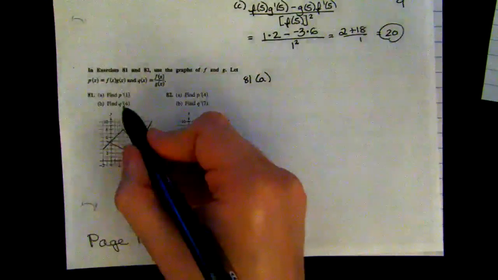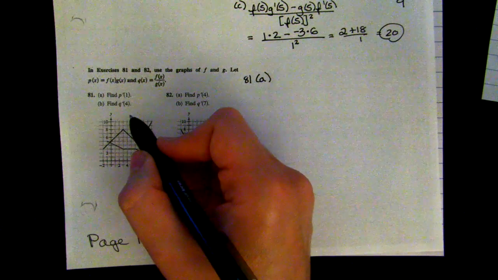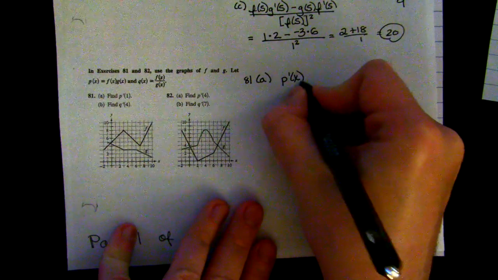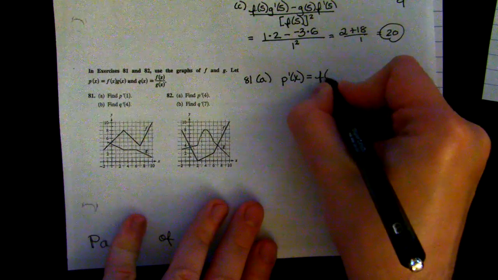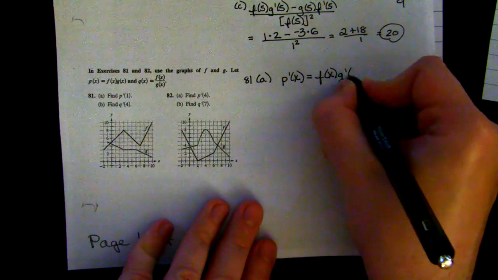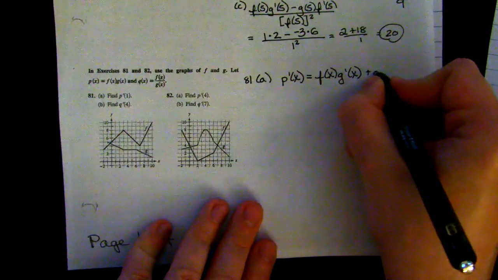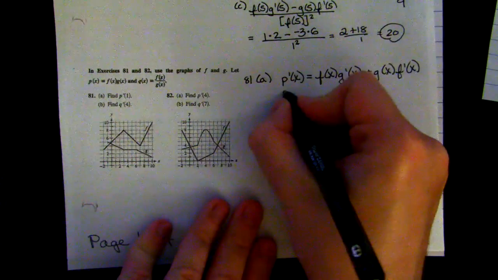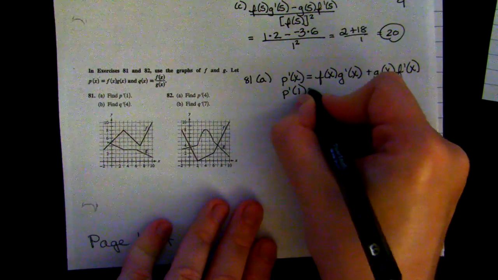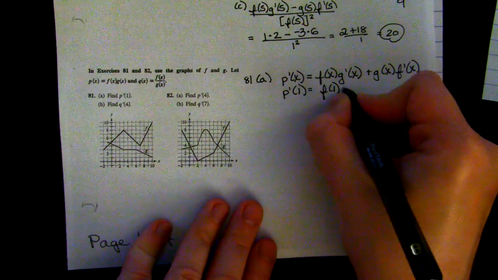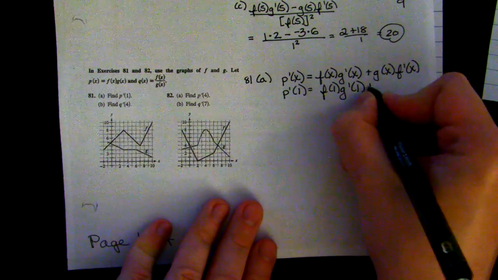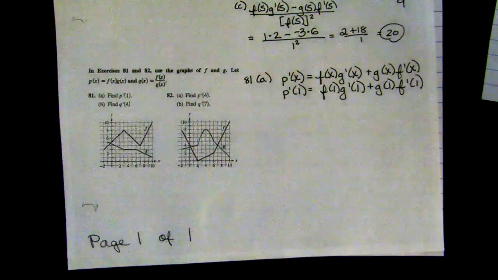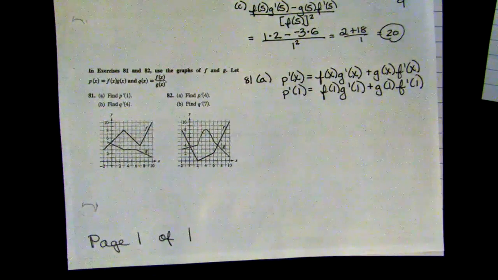I want to find the derivative of p at 1. I'm going to start by just writing out my product rule in general. P prime of x is going to equal first f of x times derivative of the second g prime of x plus second g of x times derivative of the first f prime of x. And I'll go fill in my numbers here. P prime of 1 is f of 1 g prime of 1 plus g of 1 f prime of 1. Take a moment, make sure you get that copied down.